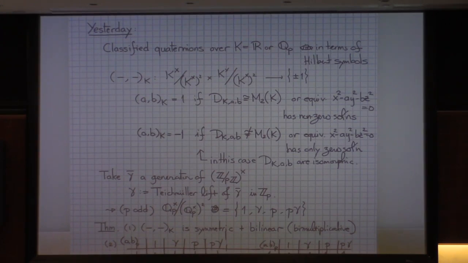And one part of the theorem we proved last time is that in the second case, these quaternions are not isomorphic to the matrix algebra, but they're all isomorphic to each other. So over each local field, there is a unique quaternion algebra which is not isomorphic to the matrix algebra. It's also a division ring.